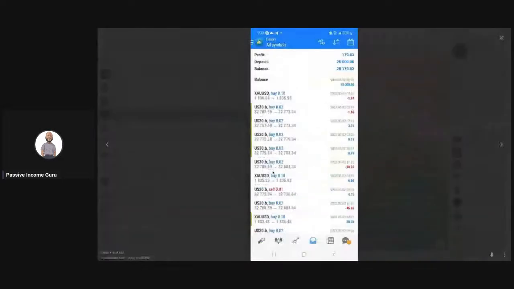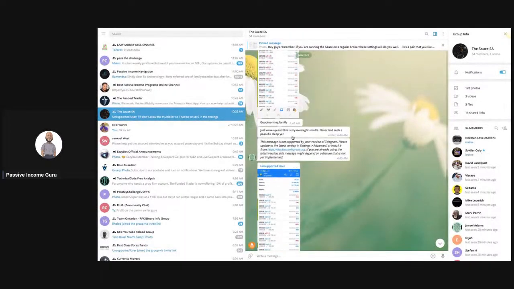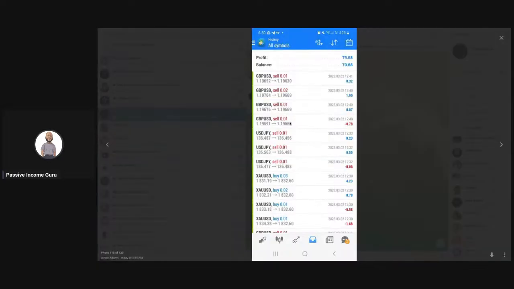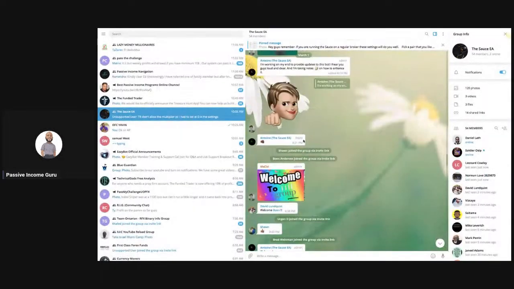This person made 179. Okay. So this was the same guy earlier. All right. This person is trading some different pairs. As you can see, guys, the Sauce EA trades every pair, any pair. So you got some GBP in there, you got some UJ in there, got some gold in there. Made almost $80 for the day. Phenomenal. Phenomenal.